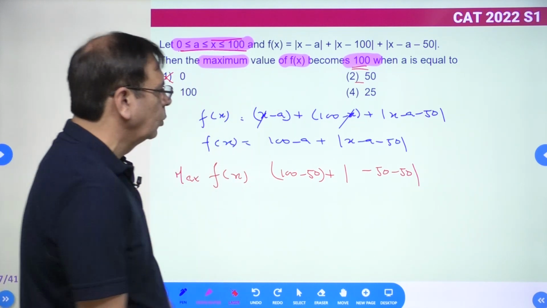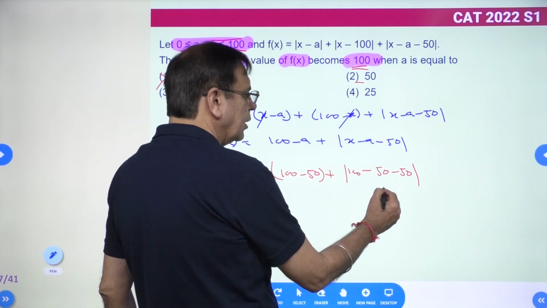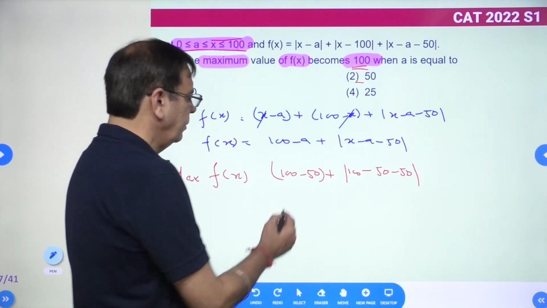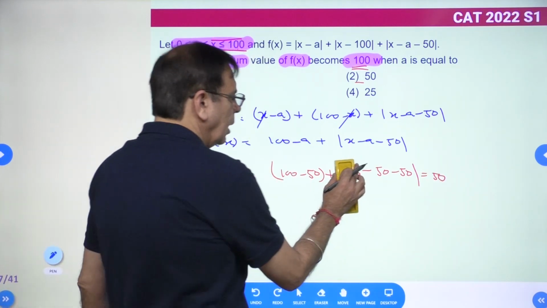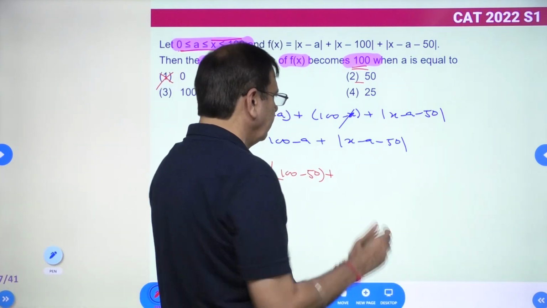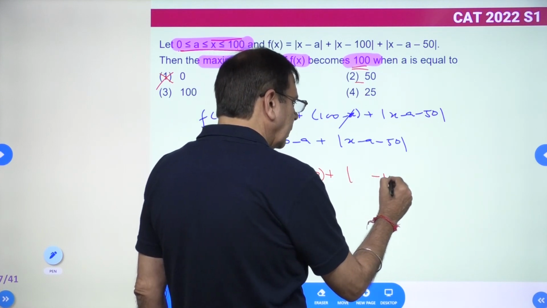I can take A equal to 100. A equal to 100, what happened? This became 0. Right? That means this is equal to 50. But this is not the maximum value for me. If I have to get the maximum value, because A is 50, this is mod of minus 100.